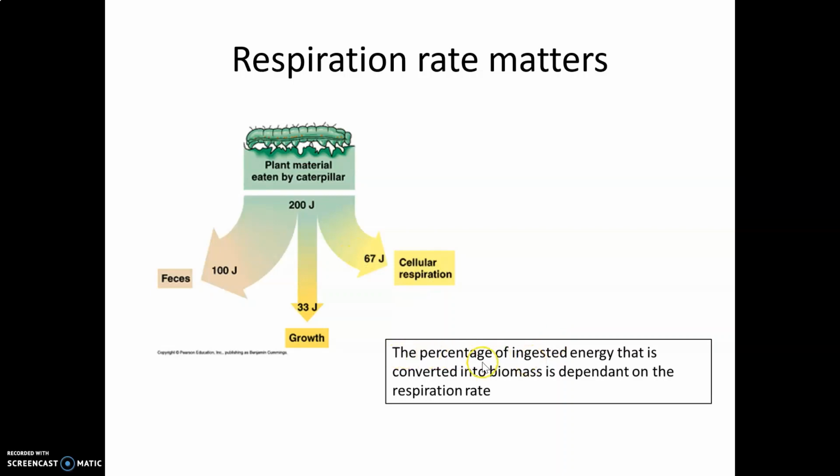So what it says in the guide is the percentage of ingested energy that is converted into biomass is dependent on the respiration rate. And looking at this picture, if we increase the rate of respiration so that instead of just using 67 joules for cellular respiration, the caterpillar used 77 joules instead, then of course there would be less energy available for growth, right? So the rate of respiration matters.